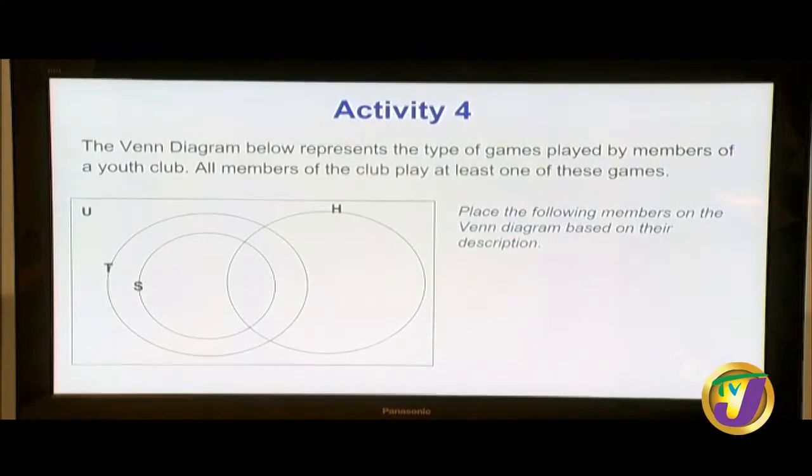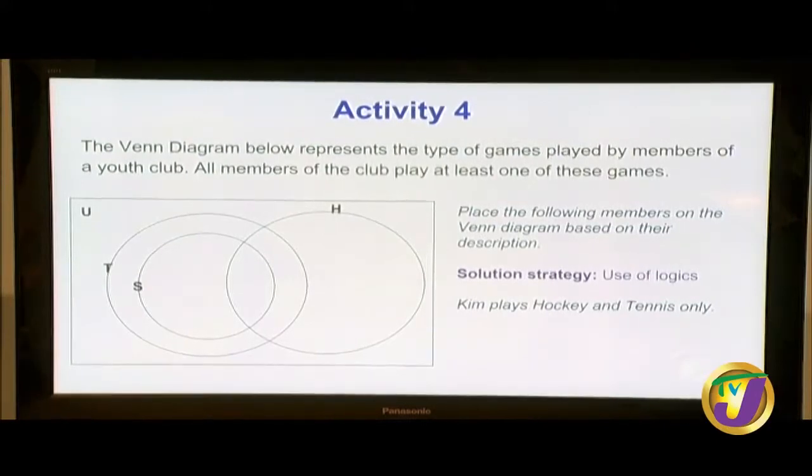Some descriptions, and I want you to place the following members on the Venn diagram based on their description. All right. That doesn't sound bad. And I think you can just use logic to do this one. Yeah, so Kim plays hockey and tennis only. Where are you going to put Kim?